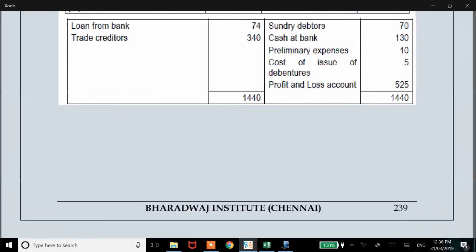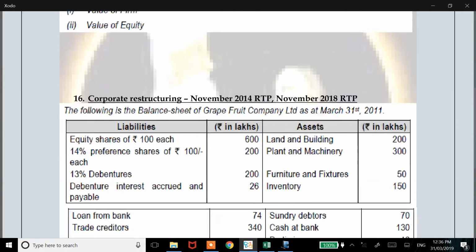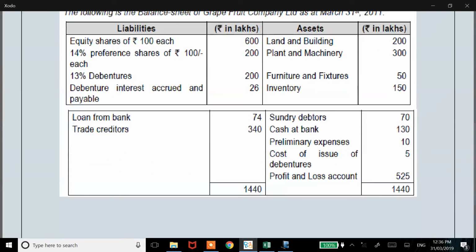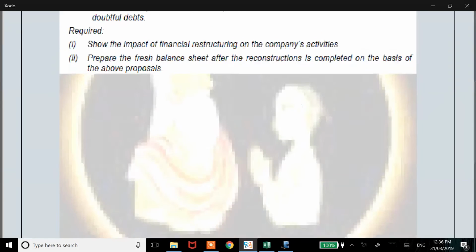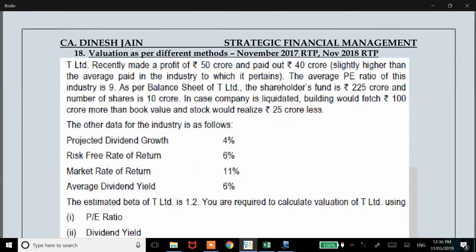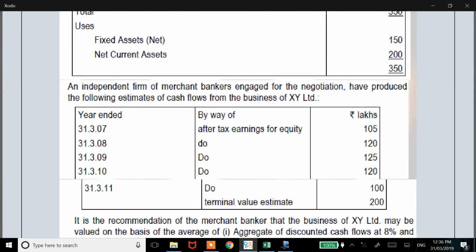Okay, it had come in November 2018 RTP. So I'm not sure why they are testing it, but restructuring, which is part of your accounting, it's purely an accounting area, nothing related to what we are doing in valuation of business. So somewhere it is getting tested. So maybe you can go through that sum to understand what happens in financial restructuring. It's technically internal reconstruction.